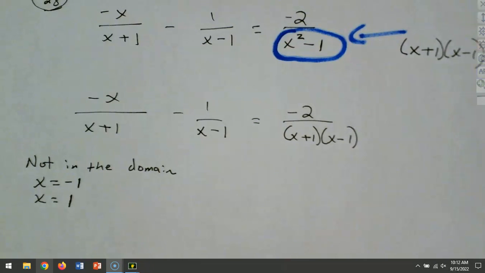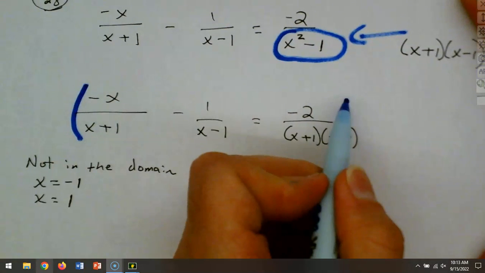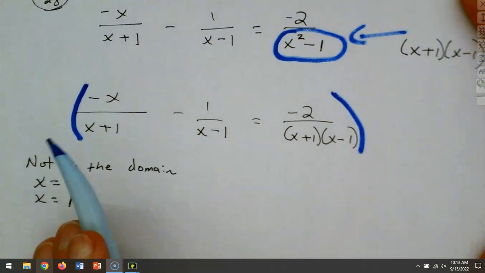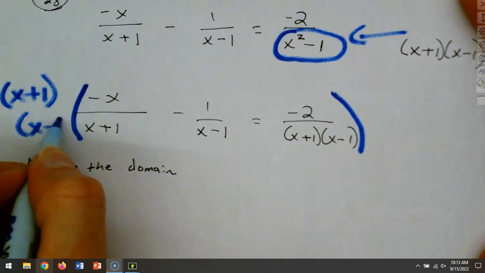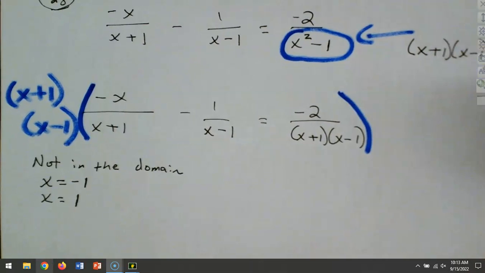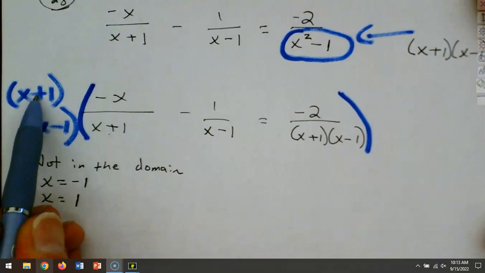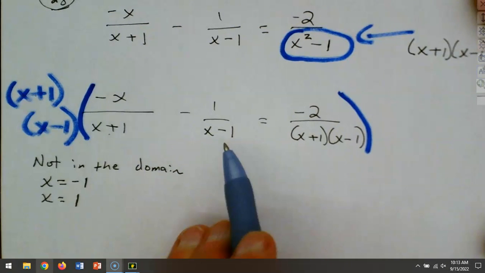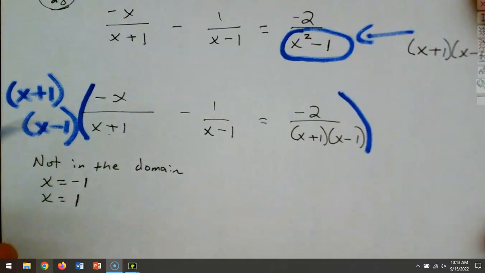Now we can start clearing our fractions. And we look at it as a whole again. So what am I going to need? I am going to need an x plus 1 and an x minus 1. Why do I need those? Because this one has an x plus 1, so that's why I wrote it out in front. This one has an x minus 1, so that's written out there as well. And then they both are here, so that's going to take care of everything. It clears out all of my fractions.